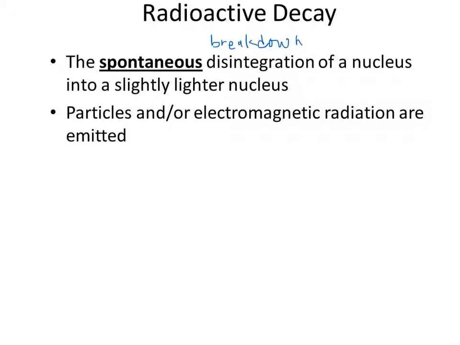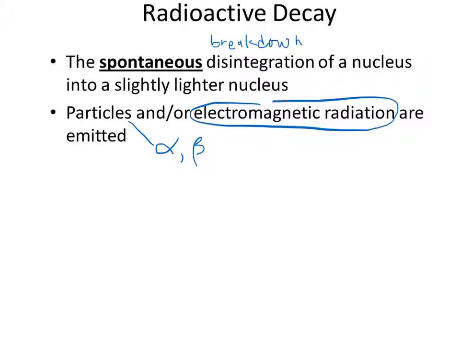The particles we'll learn in this tutorial are alpha and beta, and the electromagnetic radiation that is emitted is a gamma ray. If you've had an introduction to electromagnetic radiation, the term gamma ray should be very familiar. It is a type of wave that is a form of energy. So let's go ahead and talk about how these are all related to radioactive decay.